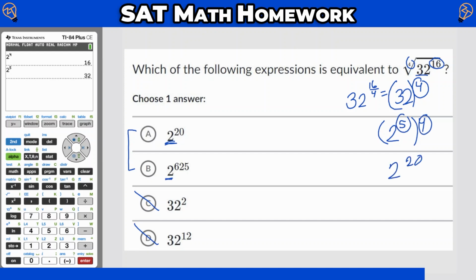You might be wondering, where did they get 625? Well, that's if somebody thought, oh, I'm going to have to take the 5 exponent and raise it to the 4th power. Then they would get 625. But we know better. We know that we simply multiply the exponents and get option A.